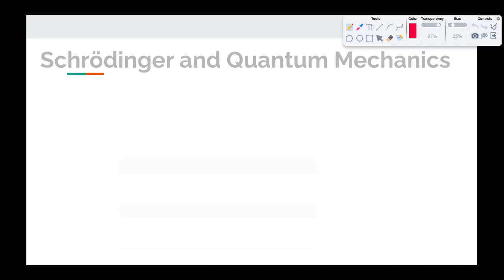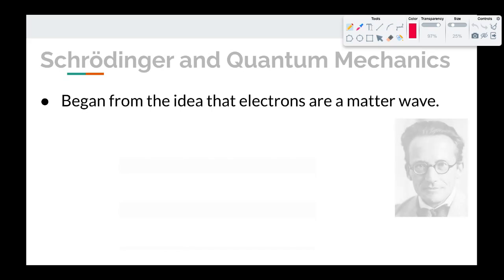So the next person who made an advancement was Erwin Schrödinger. And Erwin Schrödinger came up with this idea of quantum mechanics by beginning from the idea that electrons are a matter wave. So he wasn't thinking about electrons as a particle. He was thinking about electrons as a wave and just working with that. And this is very complicated. Most of you will probably never have an opportunity to study it in depth unless you go into very specific majors in college. But we can get a sort of a hint at it by looking at very simple waves and then sort of expanding from there.